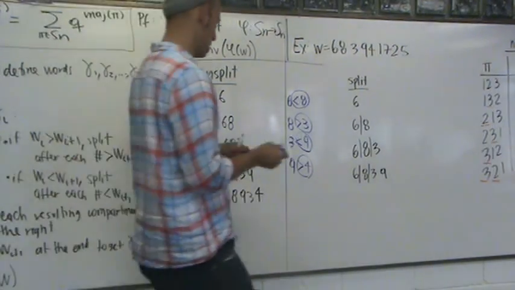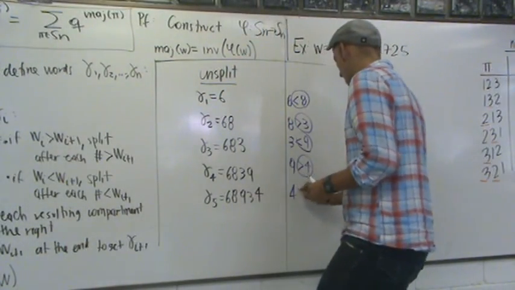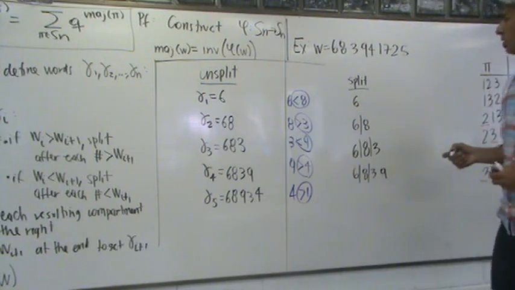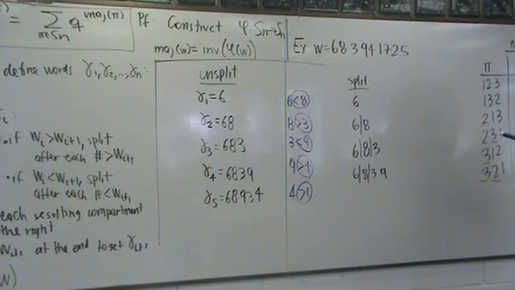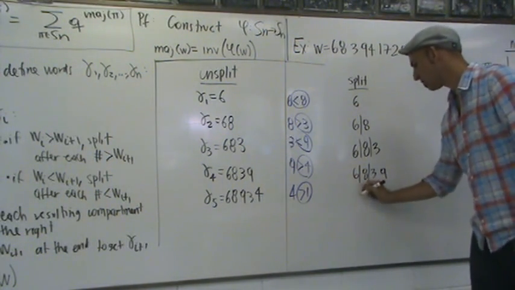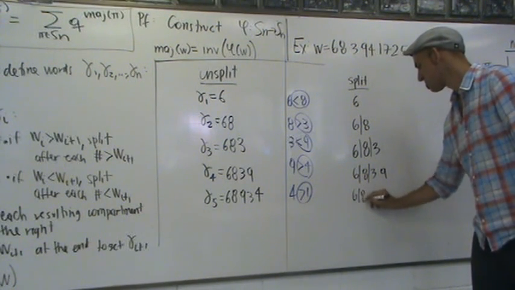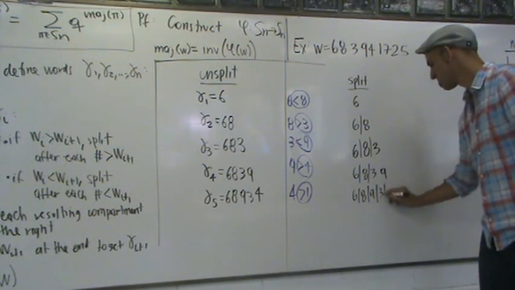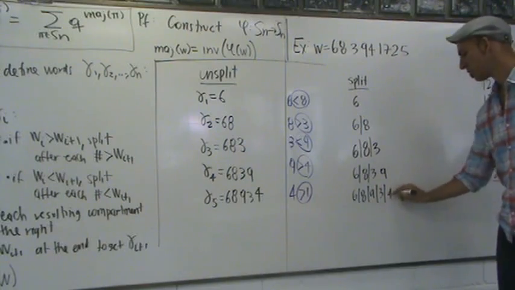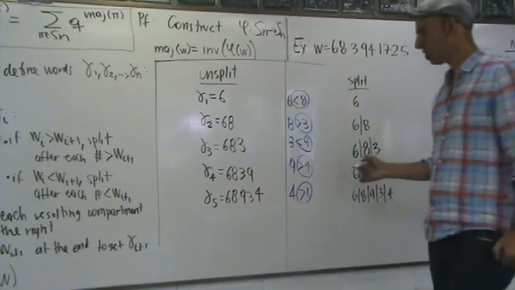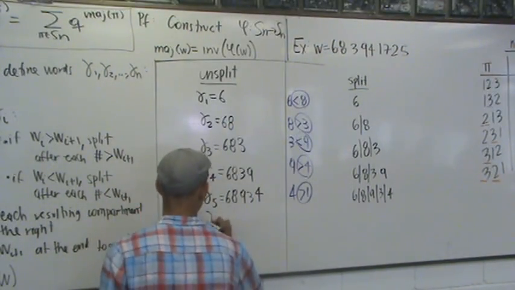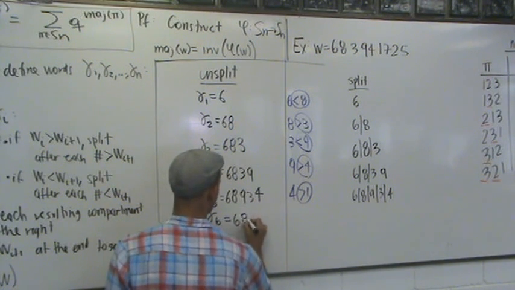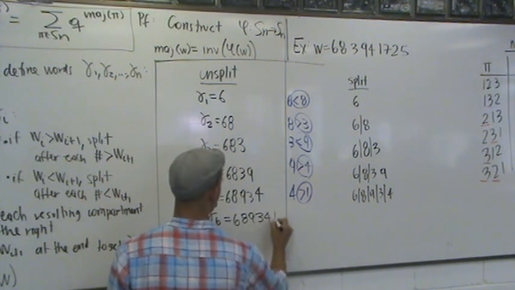Continue. 4 is bigger than 1. So here, everybody's bigger than 1, so I split everywhere. Again, the rotating is trivial. So I get gamma 6 is 6, 8, 9, 3, 4, 1.